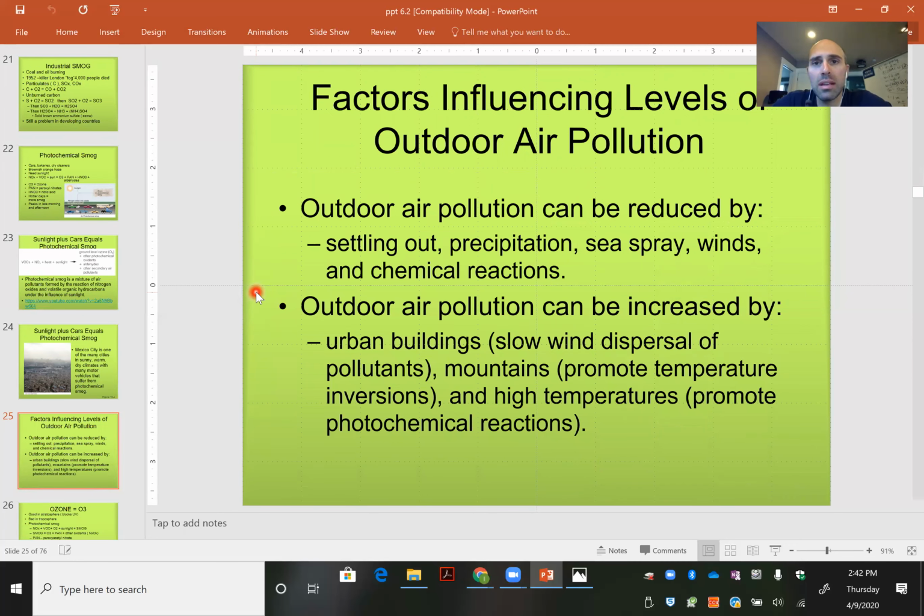We're still talking about outdoor air pollution. Outdoor air pollution can be reduced by settling out. So basically you allow the particulate matter to settle out, to fall to the ground. If you're in chemistry, you want to have it precipitate out to the ground. Sea sprays, winds, and chemical reactions also reduce it. Outdoor air pollution can be increased by urban buildings, anything that stops or inhibits wind flow. Wind flow will carry the pollutants out. However, if you lack that wind, it's not going to move the pollutants. Mountains slow wind and promote temperature inversions and high temperatures. Remember, the higher the temperature, the more intense the sunlight, the worse the photochemical smog is.